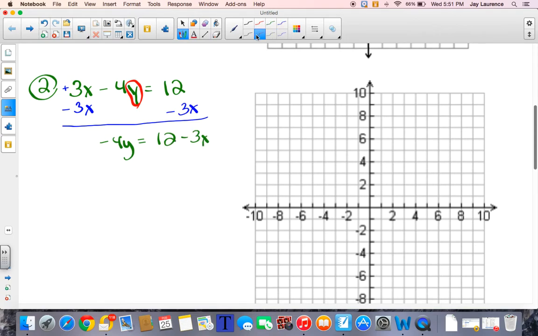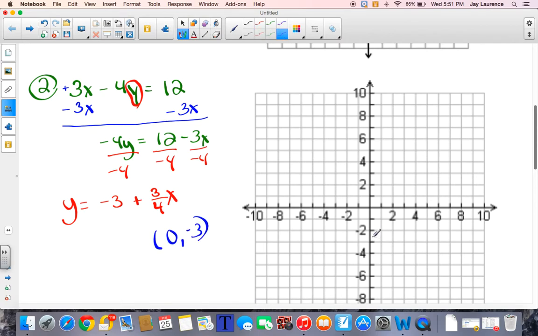Now it looks very much like the last problem. I'll divide by negative 4. And I'm going to get y equals negative 3 plus 3/4 x. Now remember, the x can be in the numerator or next to the fraction, but not in the denominator. All right, so my y-intercept is going to be 0, negative 3. Plot that right there. I don't have to label it because this graph is numbered.